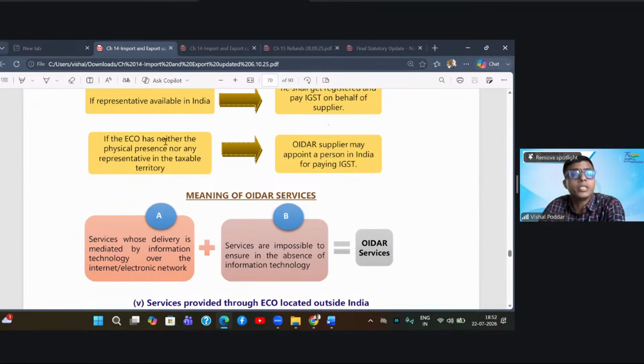If the ECO has neither a physical presence nor any representative in India, then the OIDAR supplier may appoint a person in India for paying the GST. If the OIDAR supplier does not appoint one, in that particular case, the services of that OIDAR service will be blocked by the government.